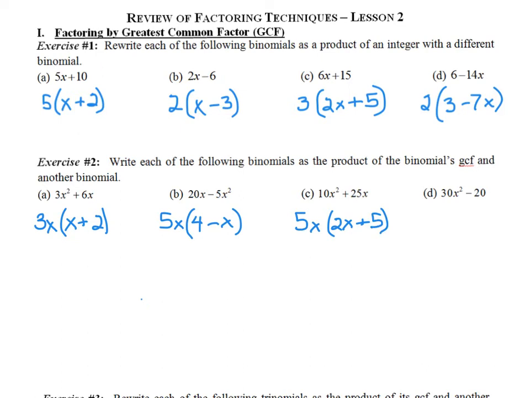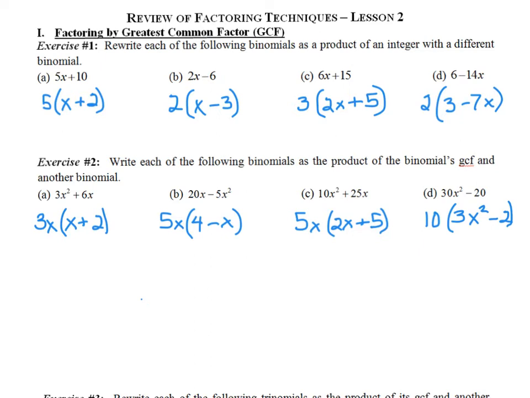Now, whenever I look at the binomial that's left, I should notice that there's no greatest common factor between the two terms that are left inside the parentheses. If there is still a greatest common factor, that means that I didn't take the greatest common factor out in the first step. So I'll have to go back and adjust. Please try part D on your own and come back and check your answer.